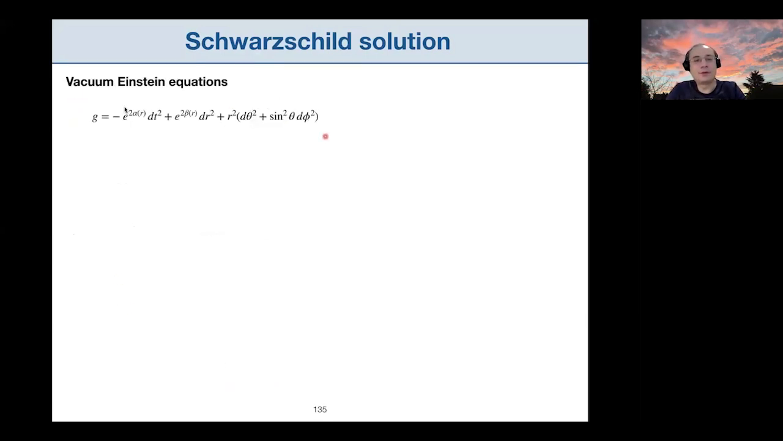Okay, so we write down our metric as minus e to the 2 alpha of r dt squared plus e to the 2 beta of r dr squared plus r squared, the metric of a sphere. And the reason I'm using these exponential things is that, first of all, I can impose the condition that t is a time-like coordinate, because I can set the sign here. And also the equations simplify a little bit if we use this exponential substitution.